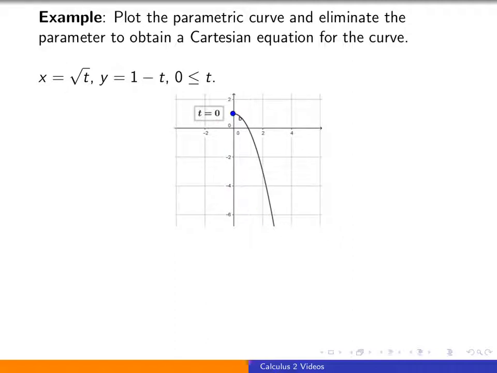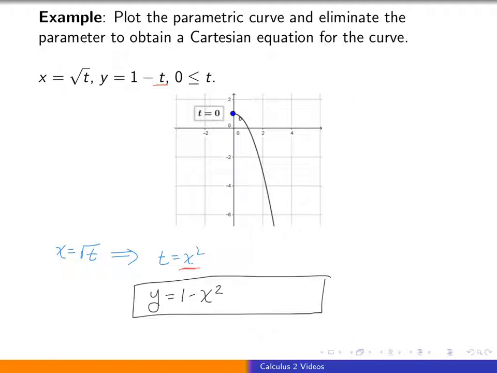Let's once again go ahead and eliminate the parameter. That is, rewrite these as a single equation that does not involve the parameter t. And here the observation to get us started is that we can write t solely in terms of x. So having this x equals the square root of t, we can write t is equal to x squared. And going up to the equation for y, we can simply replace that single t with x squared. So y is equal to 1 minus x squared.